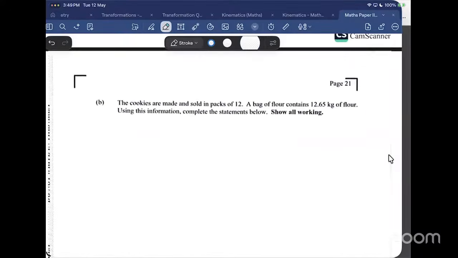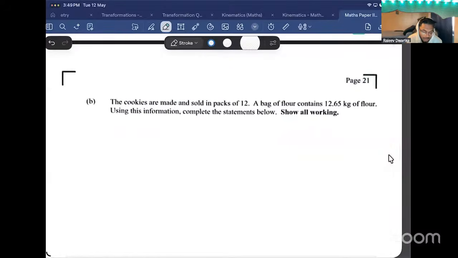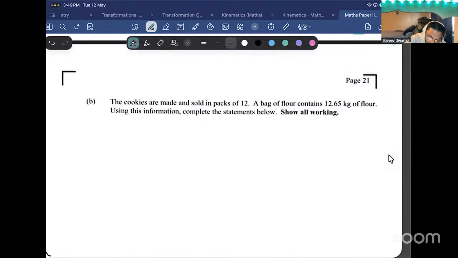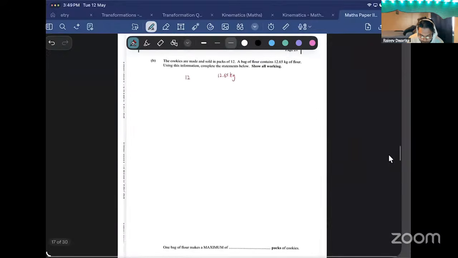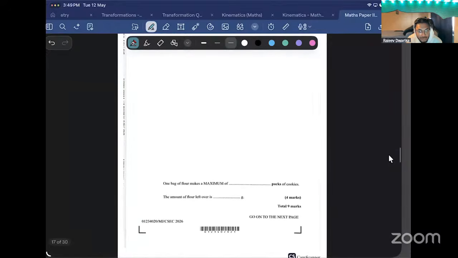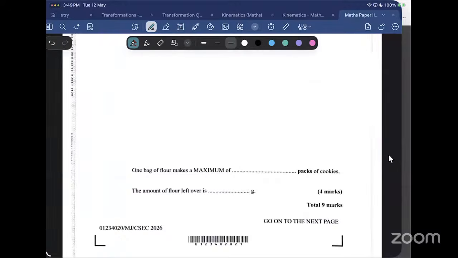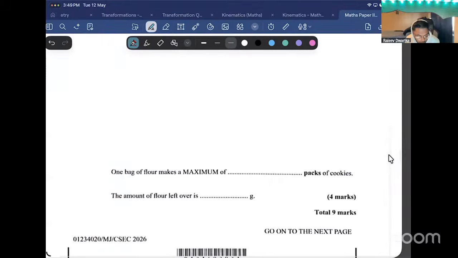B, the cookies are made and sold in packs of 20. A bag of flour contains 12.65 kg. Use the information to complete the statements below. One bag of flour makes a maximum of how many packs of cookies?